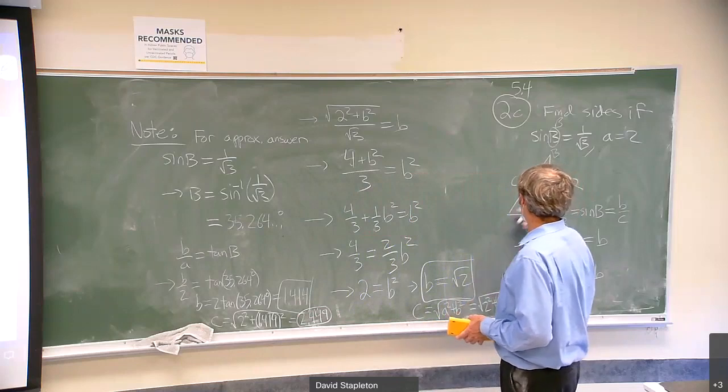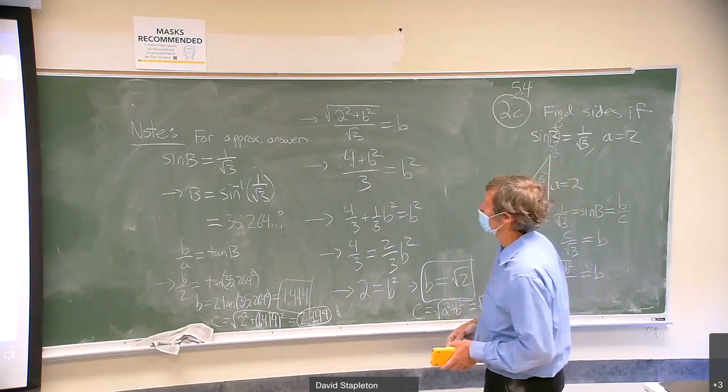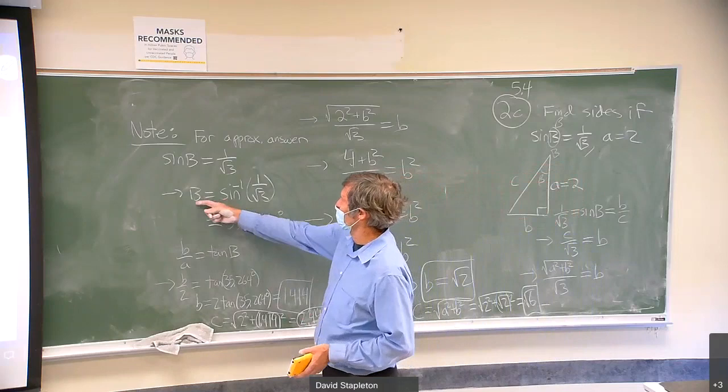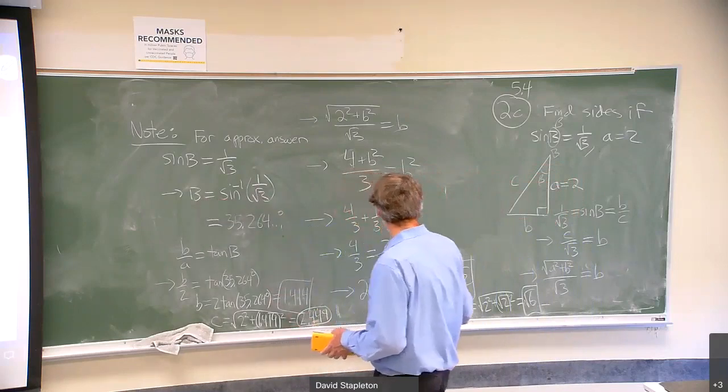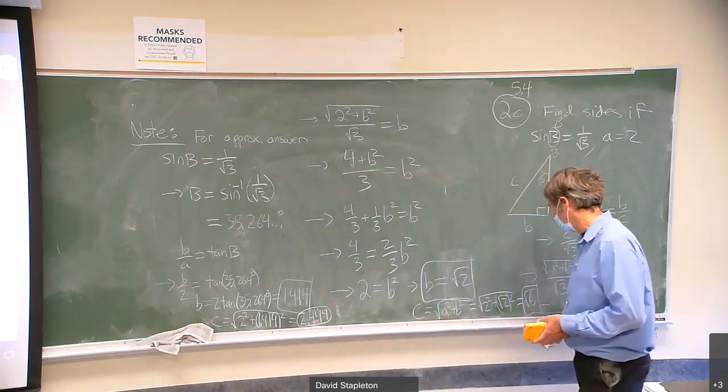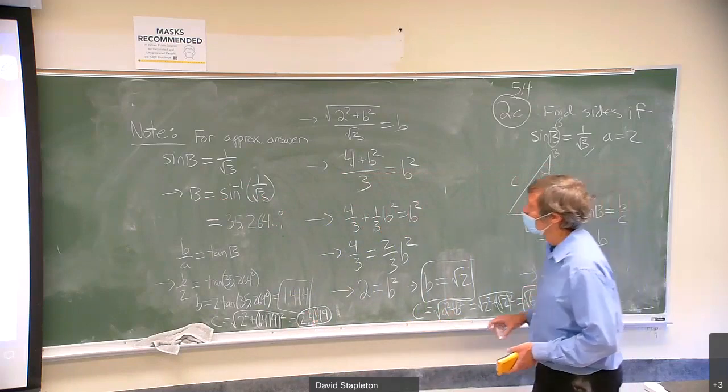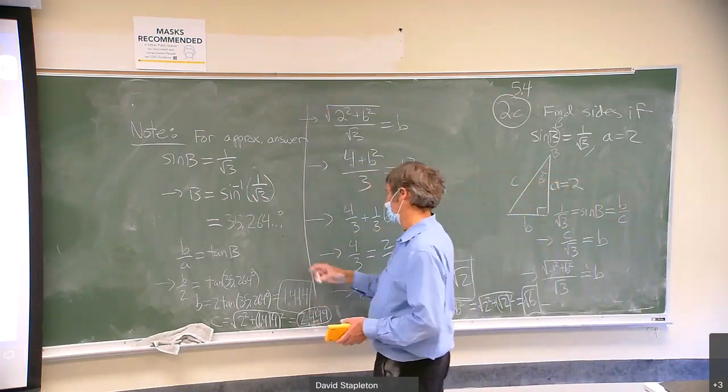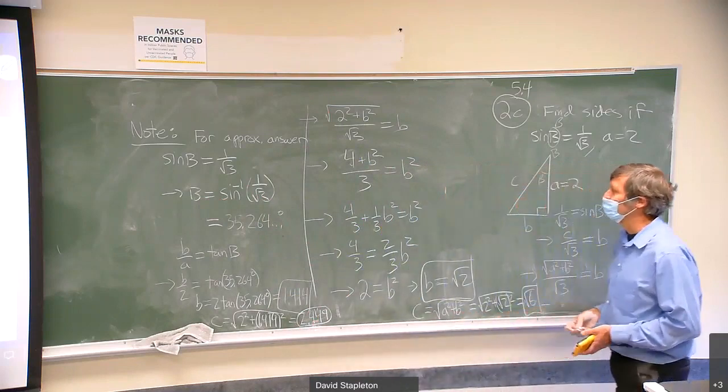So if you want an exact answer, then you can use the Pythagorean theorem here. If you want an inexact answer, it's probably easier to calculate B equals arc sine. So I would like you to do this and get the same kind of answer it has on the back. You'll be able to do this exactly, but here's how you can approximate it.